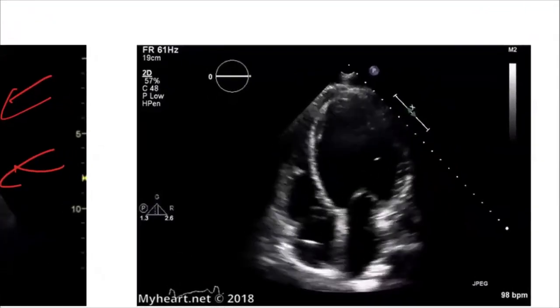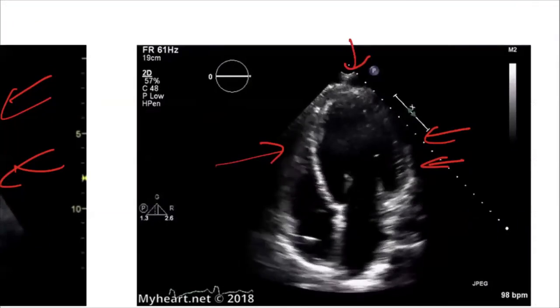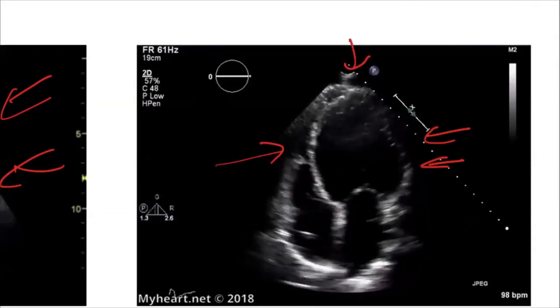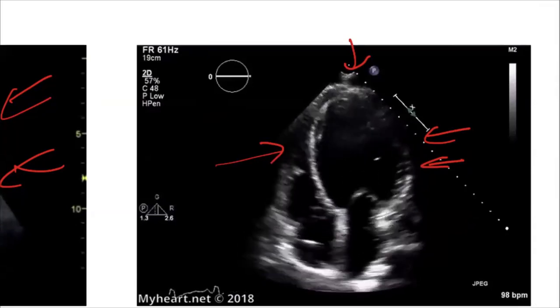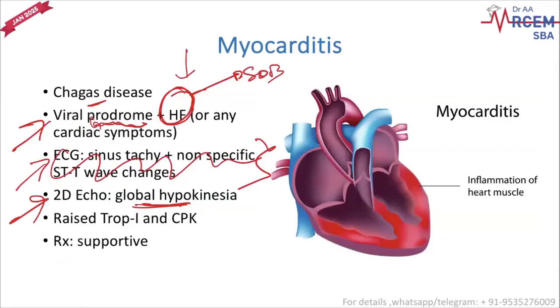You can see hardly any contraction in the left ventricle here. That means the complete left ventricle is inflamed. The myocardium, the musculature of the complete left ventricle, is inflamed. That's why it is not able to contract. That's what you are seeing here.